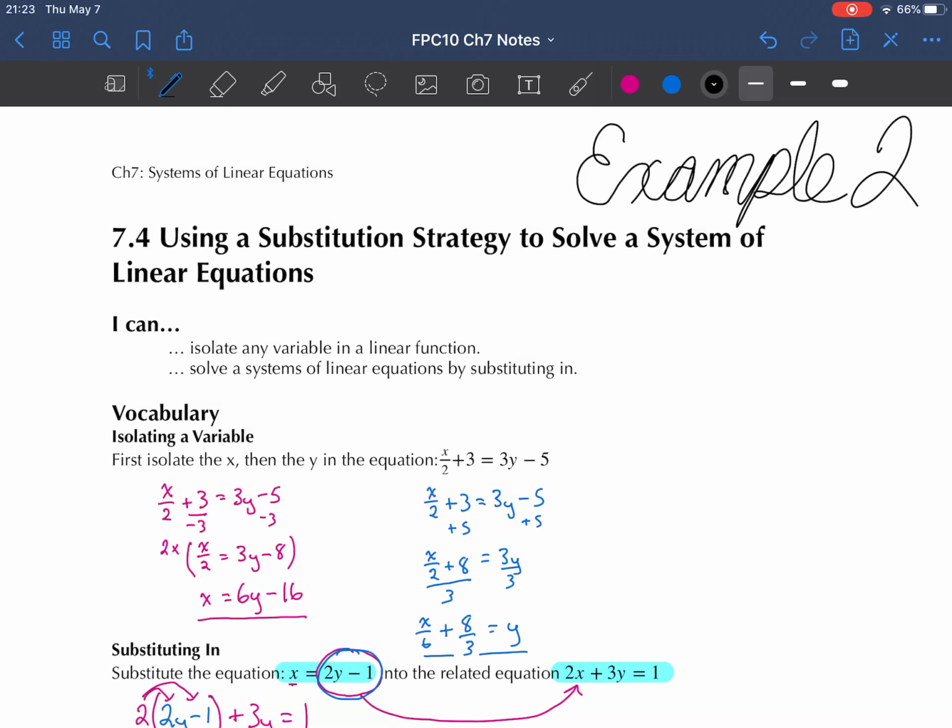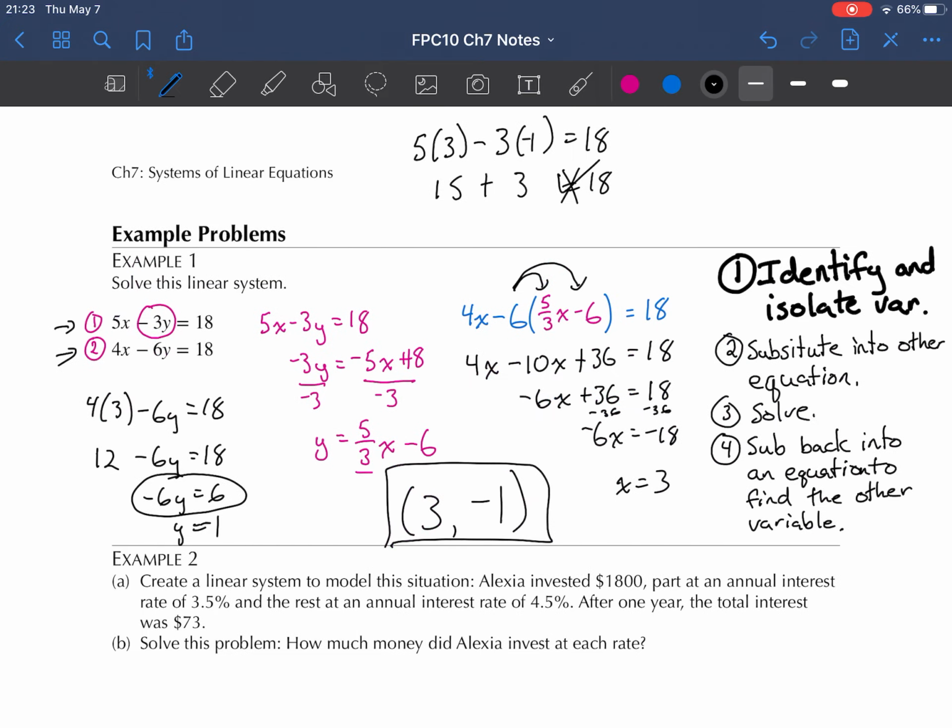Hello, this is Mr. Stein, and in this video we're going to look at example number 2 from section 7.4, using a substitution strategy to solve a system of linear equations. Let's head on over to example 2.